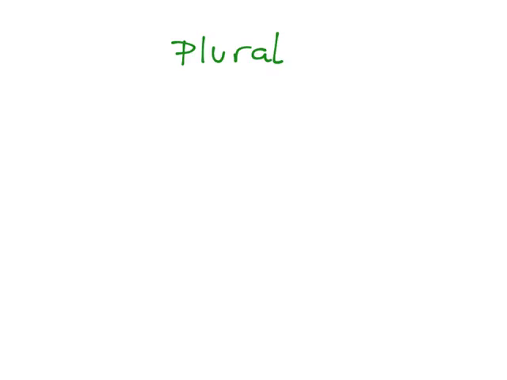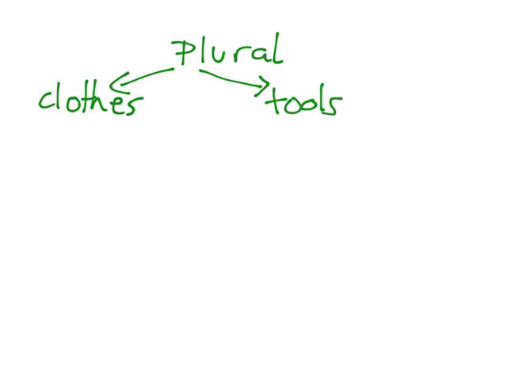Then we also have nouns which are always plural, always need a plural verb. And these are two special groups of nouns. Usually it's nouns referring to clothes, okay, things that people wear. And the other group is a group of things that people use. So we're going to call it tools. In this way, it will be easier for you to remember.